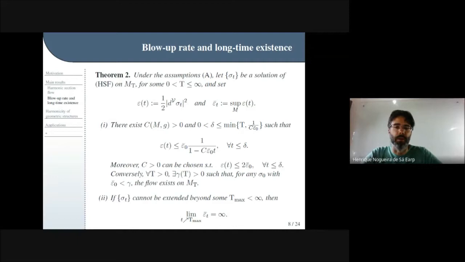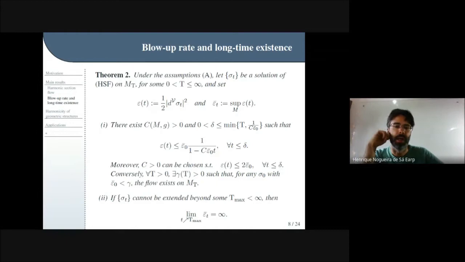Right, so if we call epsilon of t the energy density, and epsilon bar its supremum at each instant, then we have a control over the blow-up rate. There's a maximum time to the flow, and it's a sort of doubling time estimate, in the sense that the initial energy density controls the rate at which a solution can eventually blow up. It can blow up, but not arbitrarily fast, as controlled by the initial condition.